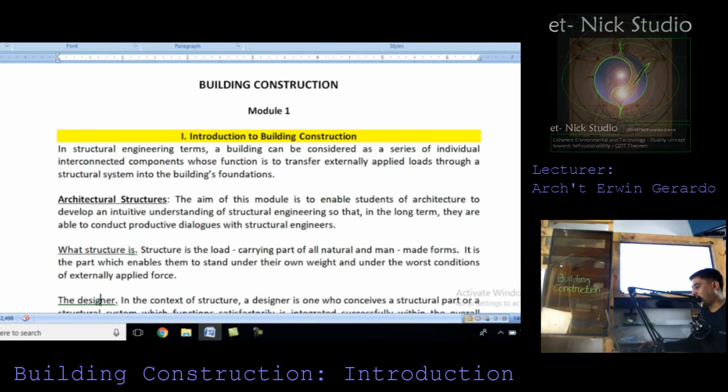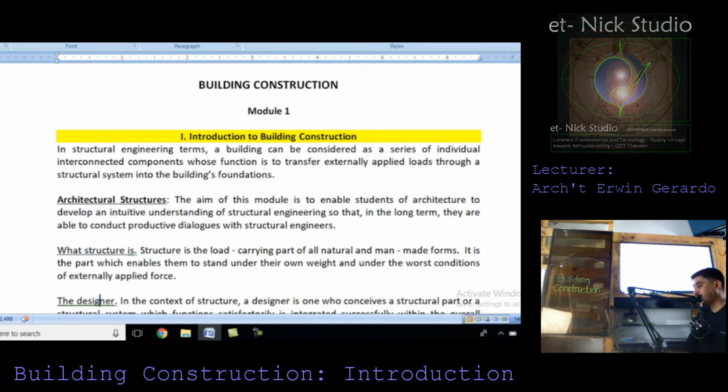So what are architectural structures? The aim of this module is to enable the students of architecture to develop an intuitive understanding of structural engineering so that in the long term they are able to conduct productive dialogues with structural engineers.